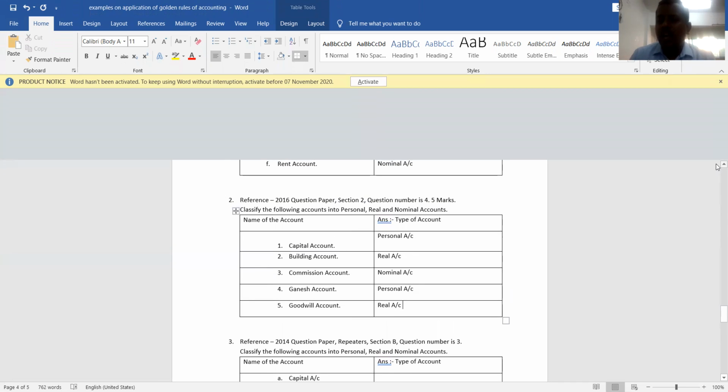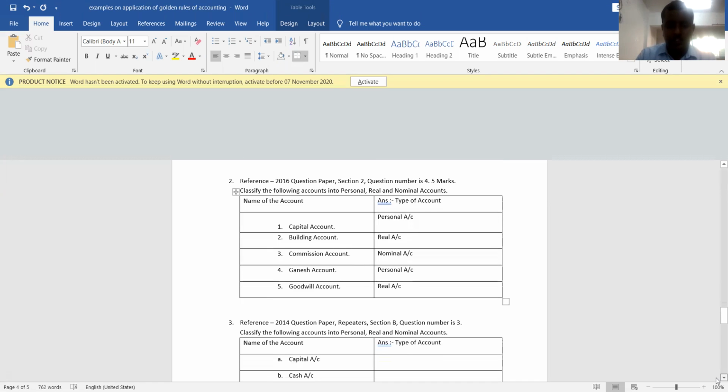Most of the time they will ask one 5 mark question on classification of accounts. They will give you around 5 to 6 account names, and ask you to classify those accounts into personal account, real account, and nominal account. Yes, so it is about the 2016 question paper problem.